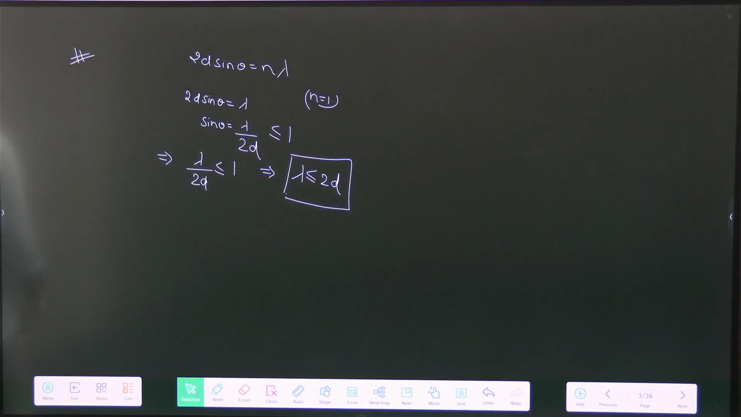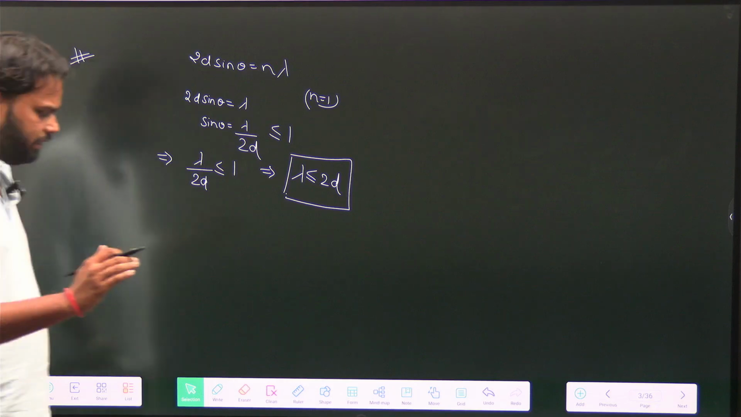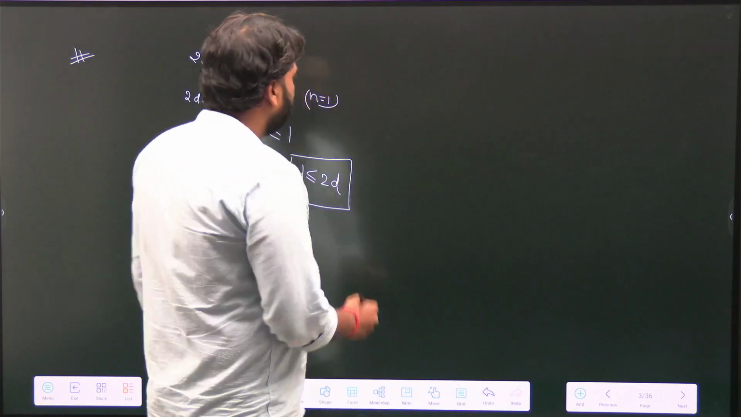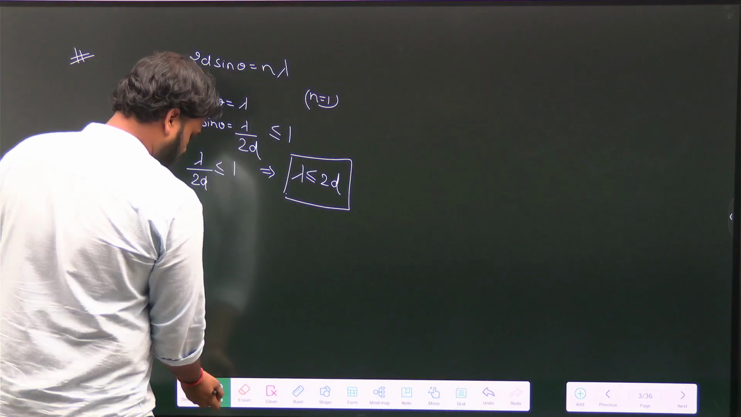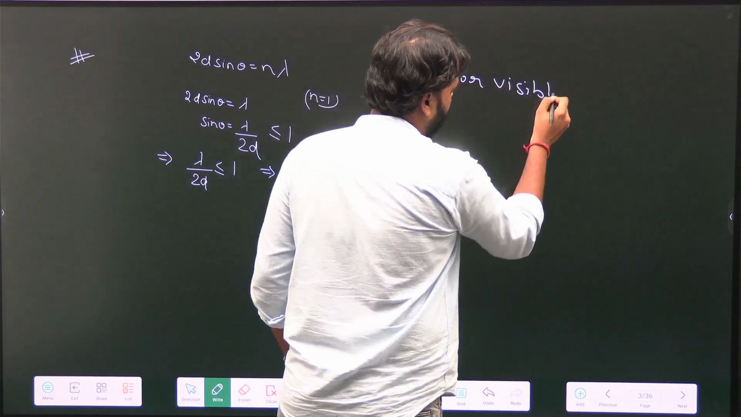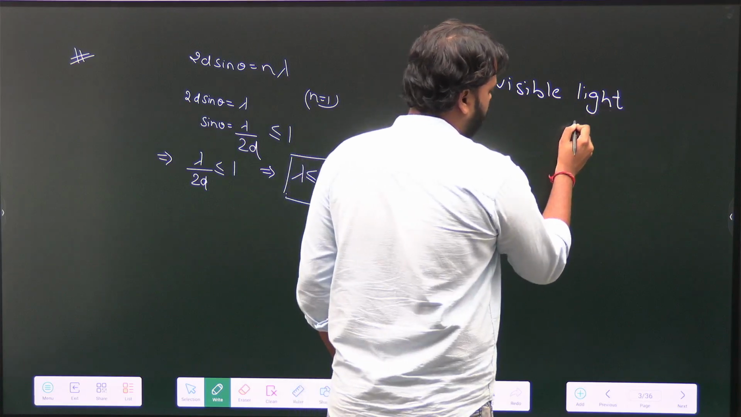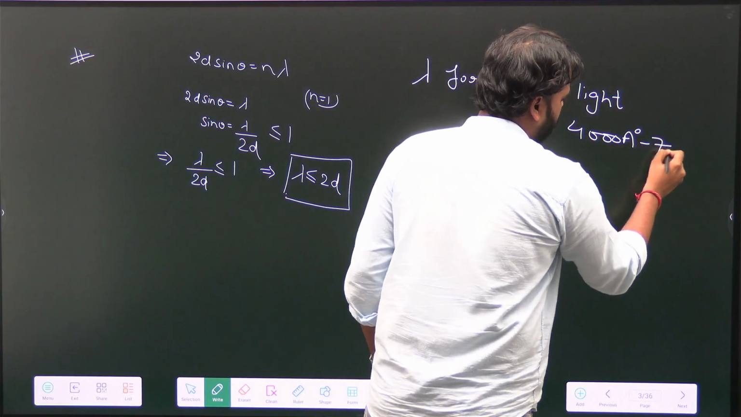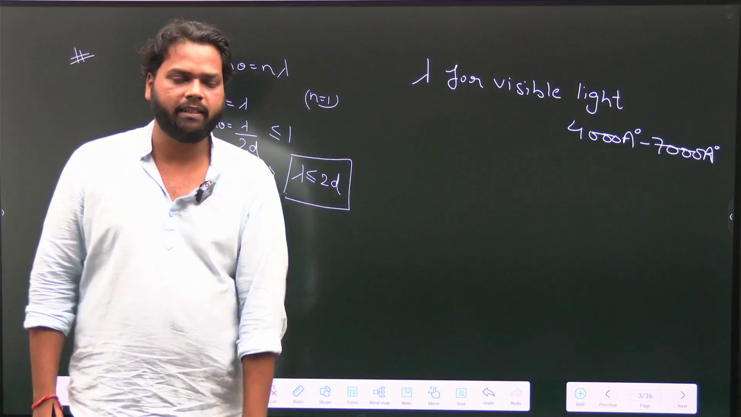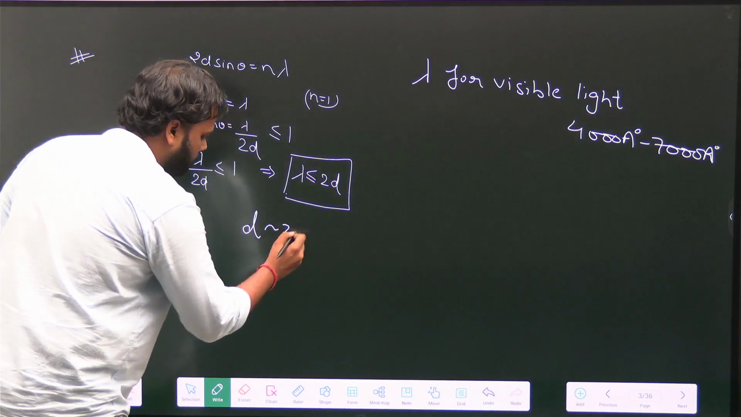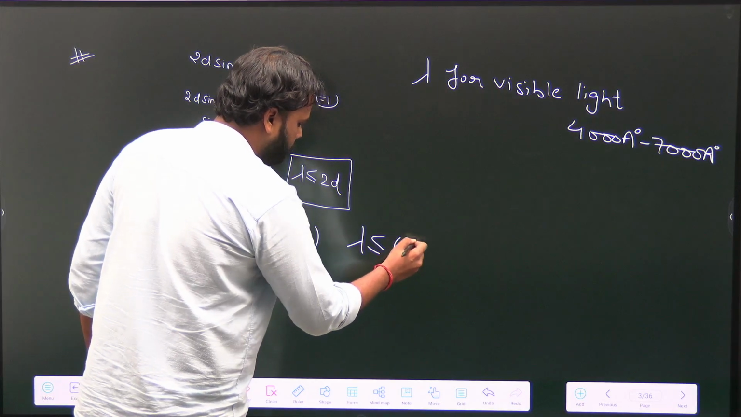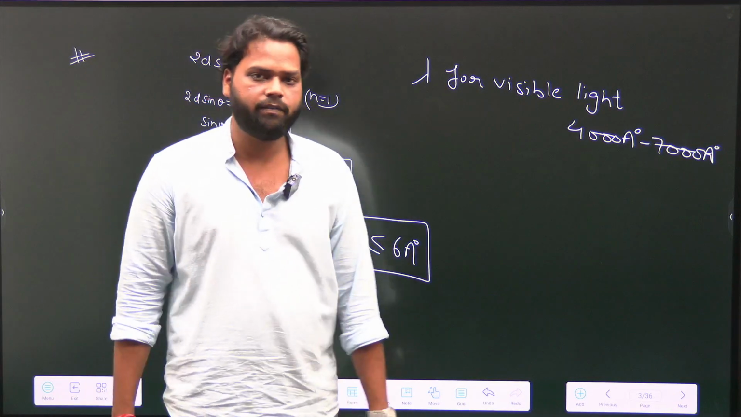What is the wavelength of visible light? It is around 4000 angstrom to 7000 angstrom. Right? The wavelength lambda for the visible light is around 4000 angstrom to 7000 angstrom. But here, the order of d, the interplanar spacing, is of the order of 3 angstrom only. So the lambda should be less than or equal to around 6 angstrom. It should be less than or equal to 6 angstrom for the wavelength for the XRD.